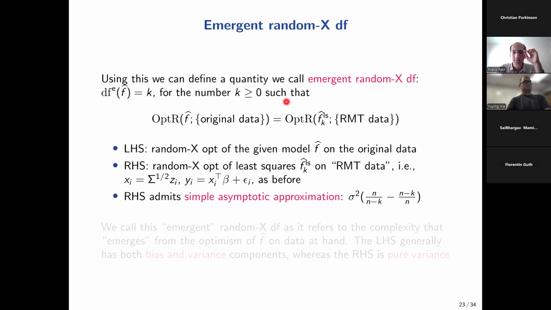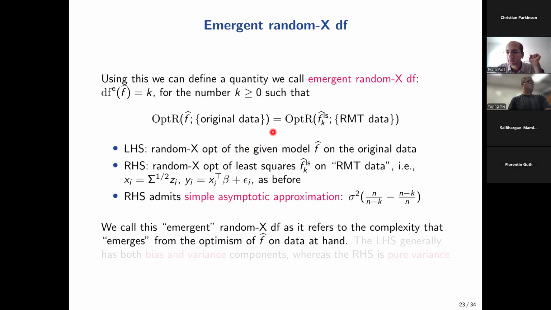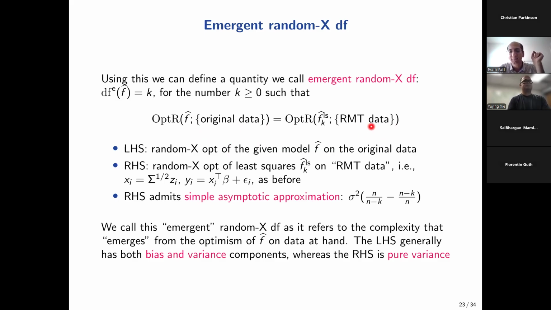Okay. And why is this called emergent here? I'm using the word emergent because when I compute the random X optimism of my procedure f hat, I'm using the entire data, both the features as well as my response. So this captures all the properties from my response, in particular both bias and variance. On the right-hand side, for RMT data in the linear model case, it only captures the variance.